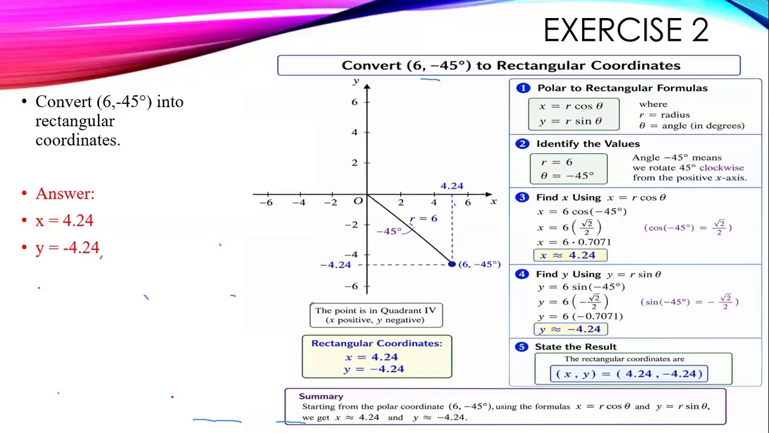So we have to convert radius 6 and angle negative 45 degrees to rectangular coordinates here again. They give us formulas, the same set of formulas that we're working with. So we substitute our values. We have the first equation being x equal r cos theta, r being 6.